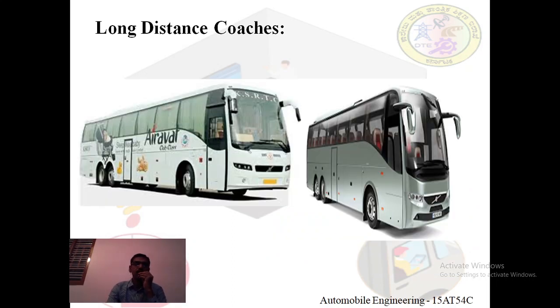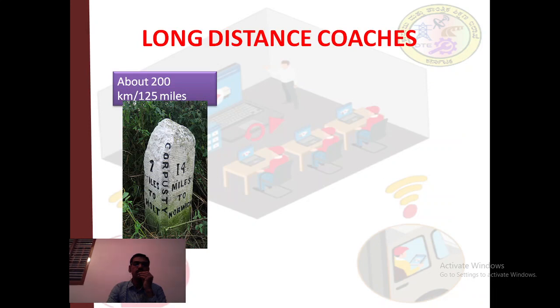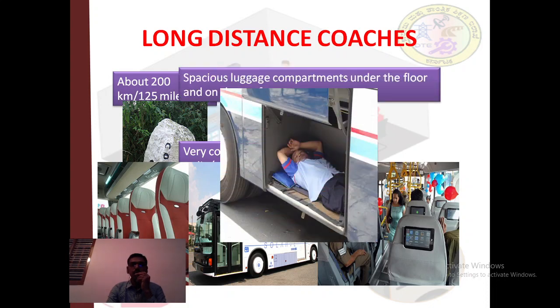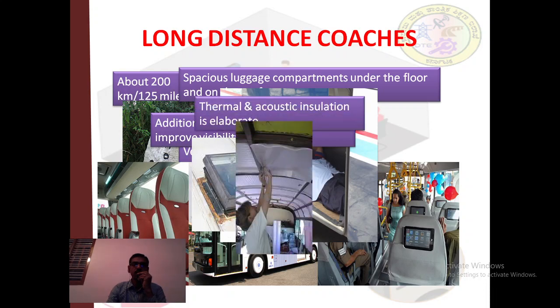You can see the real image of long distance bus. It looks very beautiful. Long distance coaches up to 200 kilometers. We can see the mileage stones. Very comfortable reclining seats, AC in the long distance coaches, and spacious luggage compartments under the floor. Additional windows in the roof to improve the visibility in the long distance buses. The thermal and acoustic insulations are elaborate.